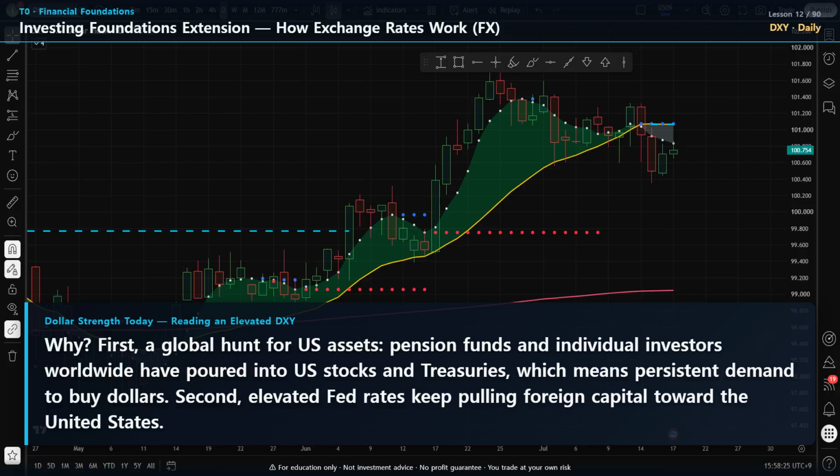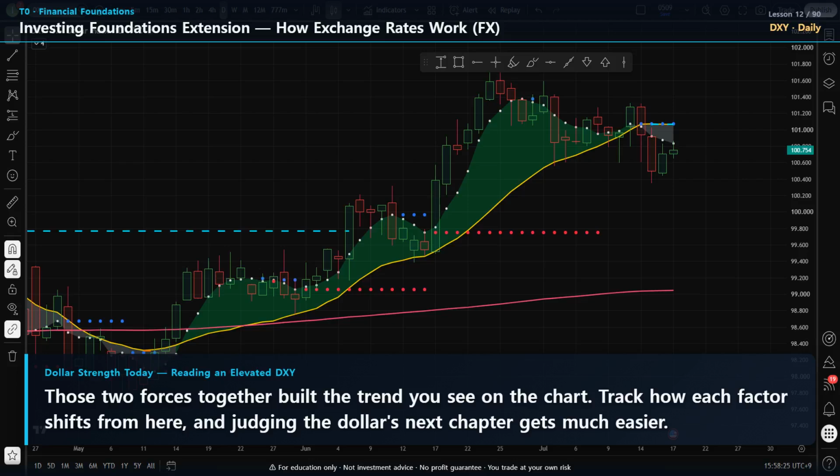Why? First, a global hunt for U.S. assets. Pension funds and individual investors worldwide have poured into U.S. stocks and treasuries, which means persistent demand to buy dollars. Second, elevated Fed rates keep pulling foreign capital toward the United States. Those two forces together built the trend you see on the chart. Track how each factor shifts from here, and judging the dollar's next chapter gets much easier.